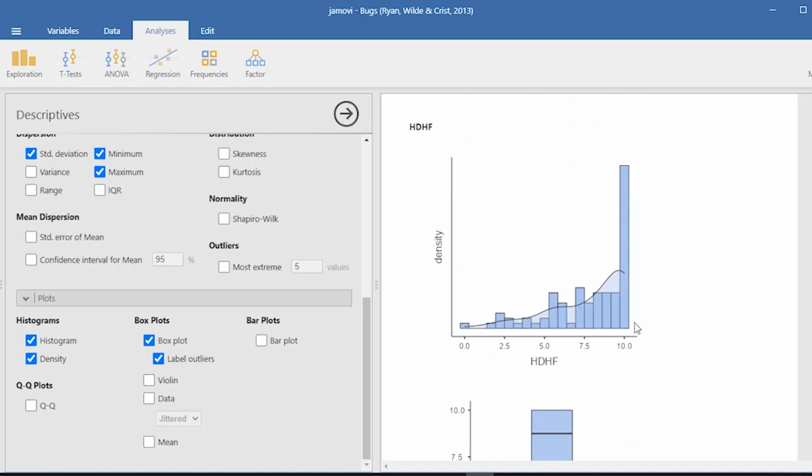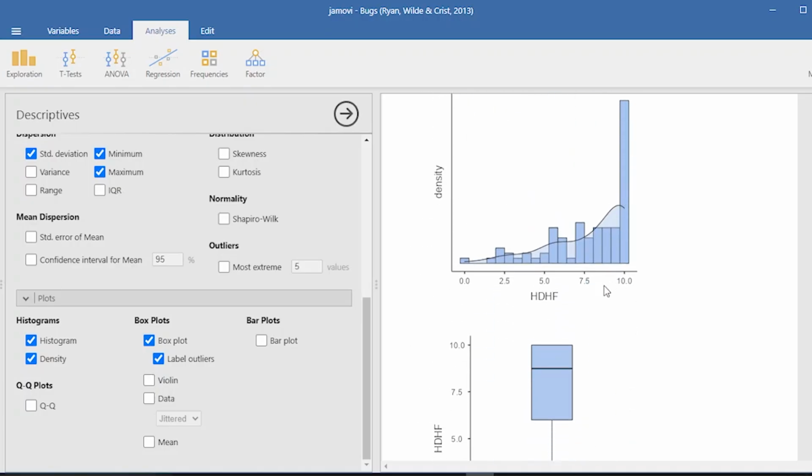But the last one is quite obvious to see that people are highly discussed and highly frightened, it's completely squeezed to the right, where people really want to get rid of bugs. That's what it seems to be.